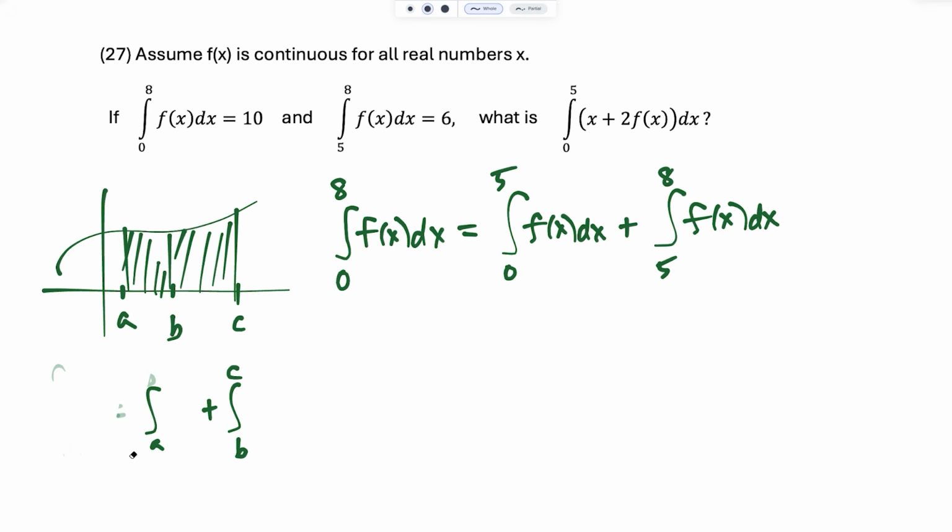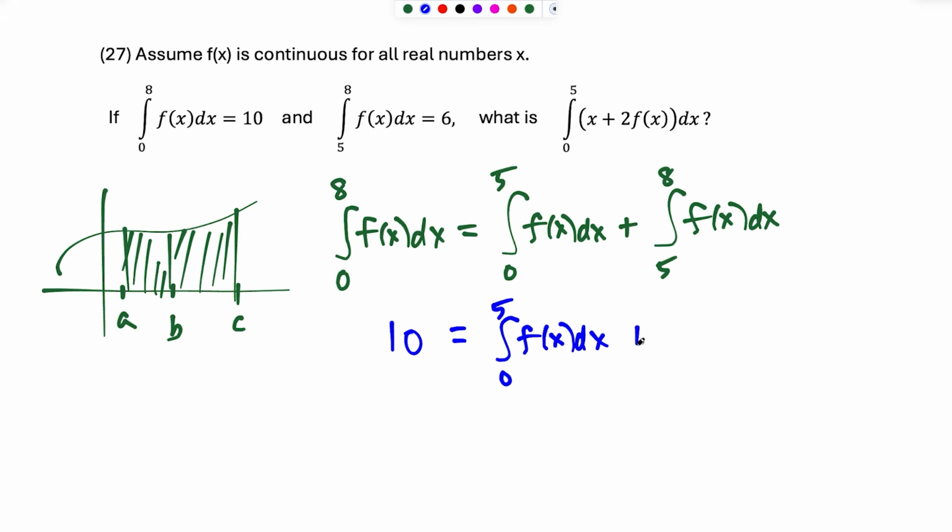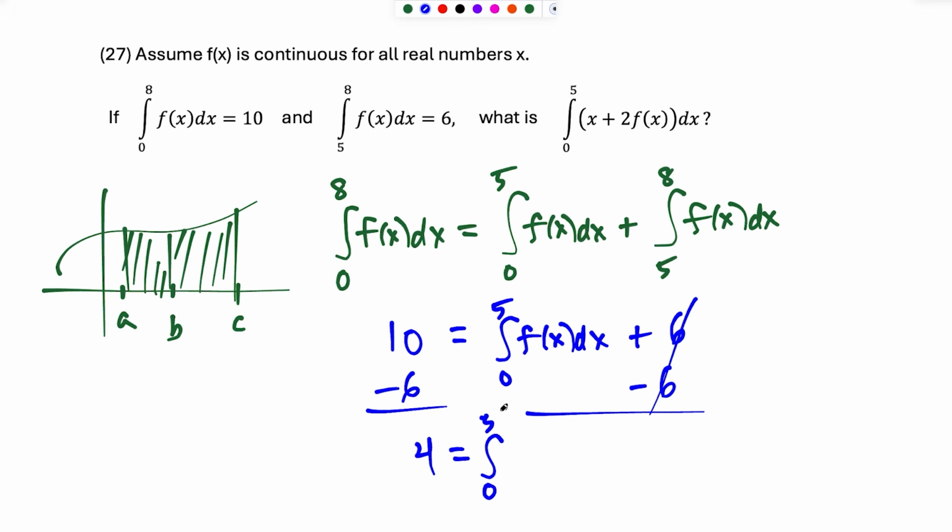Okay, so now that we have this all set up, we could just go ahead and plug in and find what we need. So the integral from 0 to 8 of f of x dx is equal to 10. So I have 10 equals the integral from 0 to 5 of f of x dx plus the integral from 5 to 8, which is equal to 6. So if I want to solve for this piece, I could just go minus 6 on both sides. And this tells me then that 4 is equal to the value of the definite integral from 0 to 5 of f of x dx.